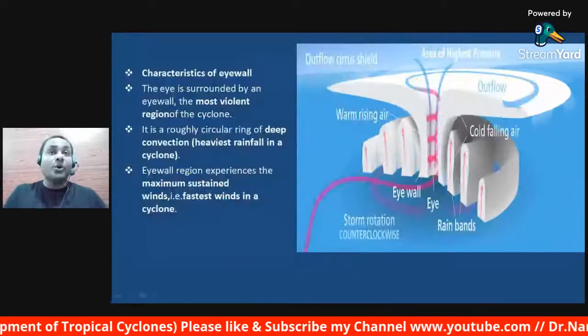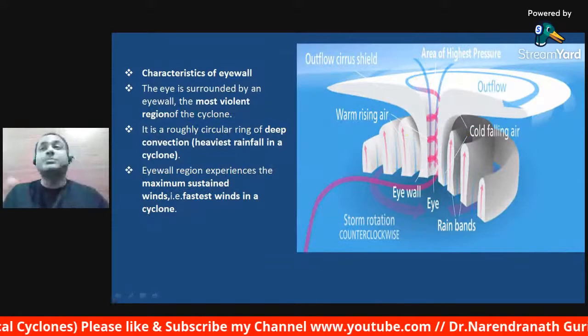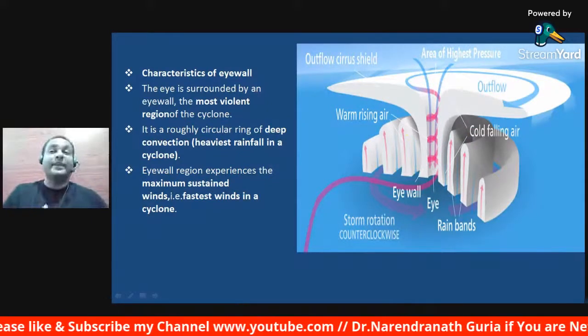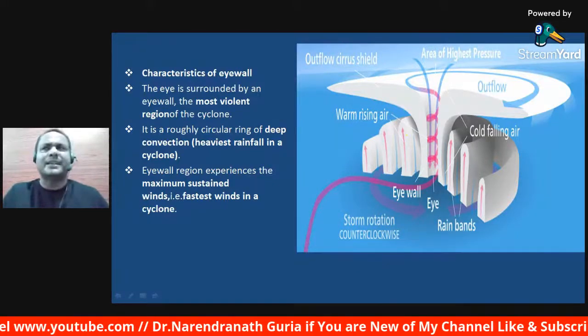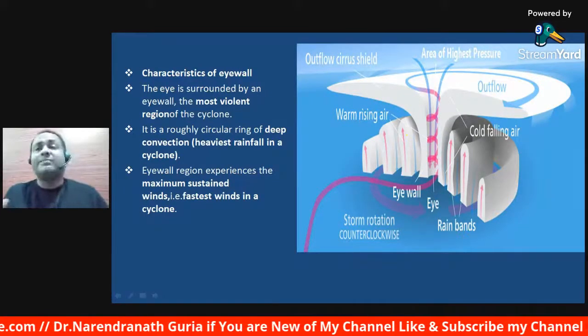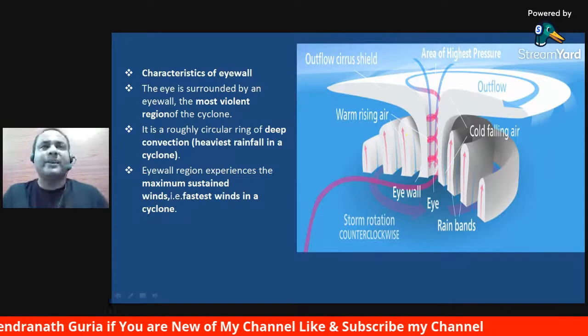So these are the characteristics of the eye, and the eye wall is very important when a tropical cyclone, any cyclone, is forming. You must carefully watch and listen, and must remember. It is very important for you.